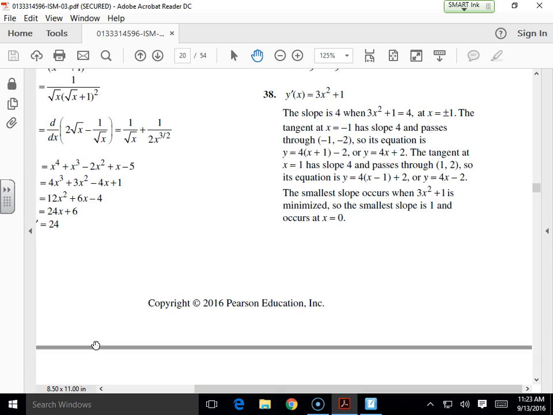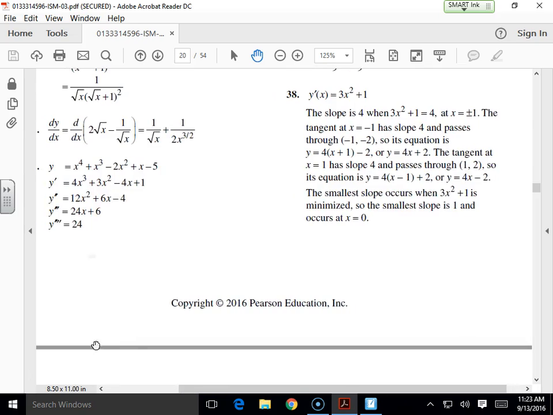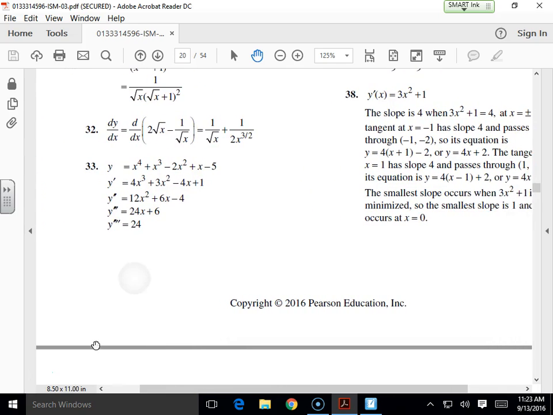So the slope is 1 at x equals 0. Yeah. The smallest slope is 1 at x equals 0.